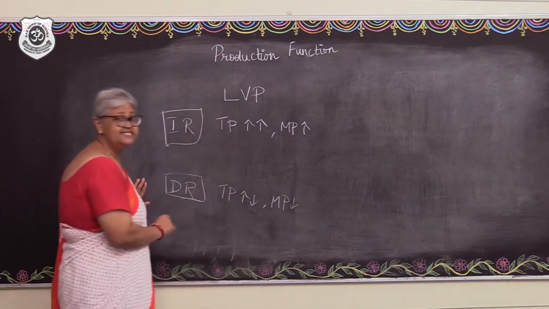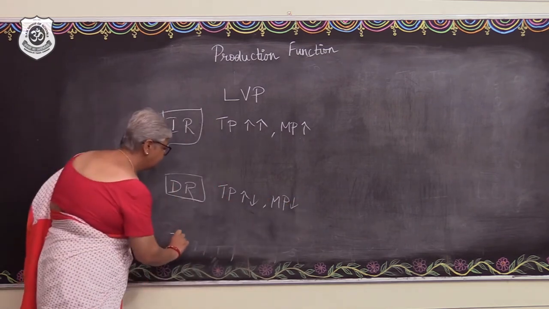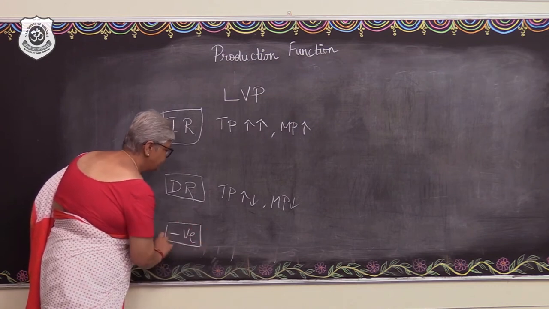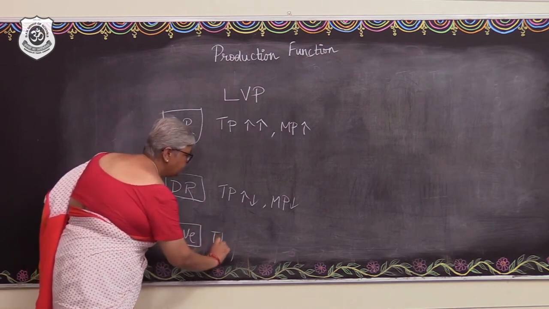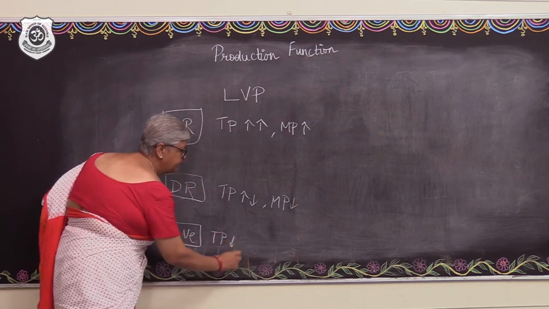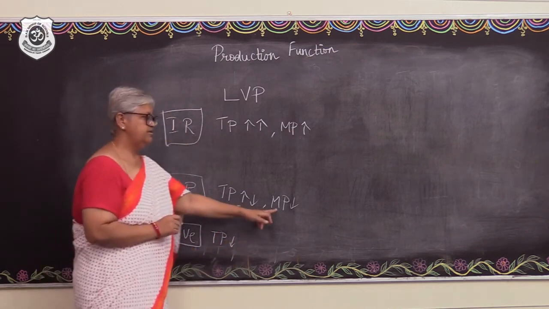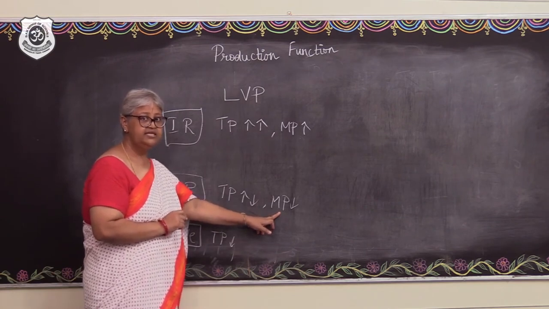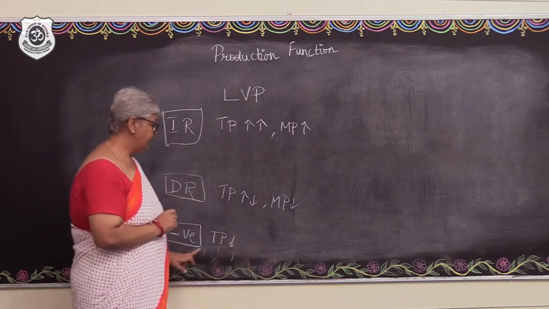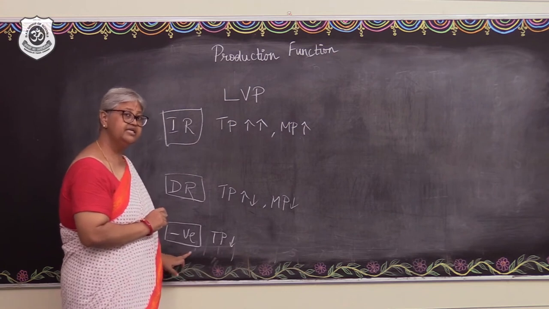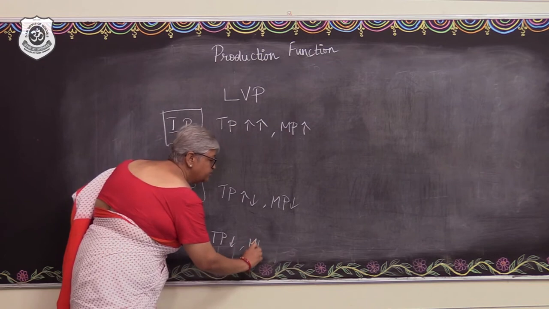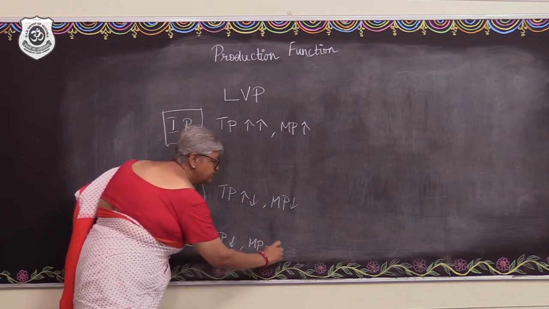actually decreases. And then we have the negative return stage, that is the third phase, wherein the total product starts falling. The MP starts falling in the second phase itself. It would reach 0, and then in the third or the negative returns phase, it becomes negative. So the marginal product becomes negative.